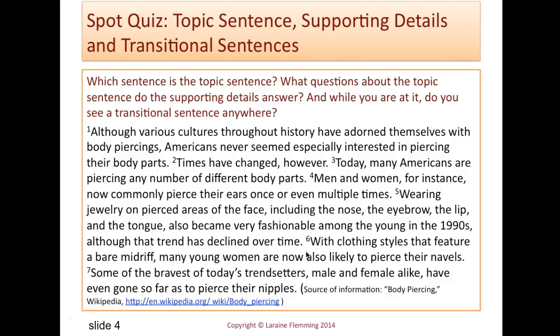So what do we have going on here? A topic sentence? Where do you think the topic sentence is in this paragraph?